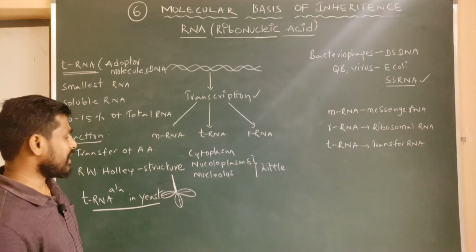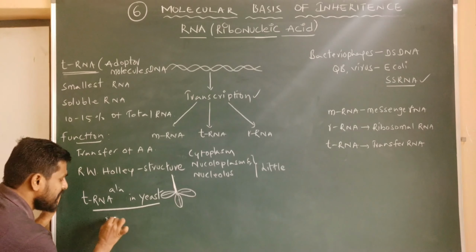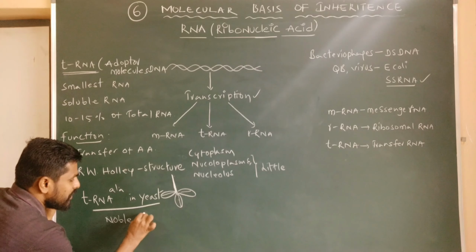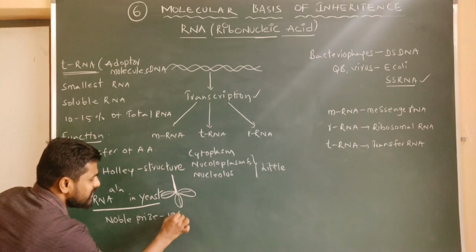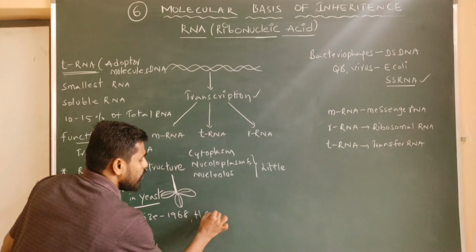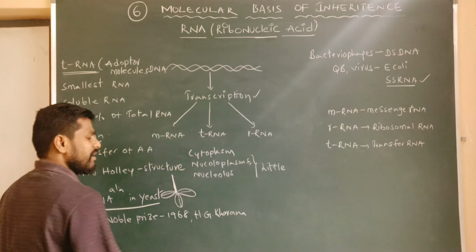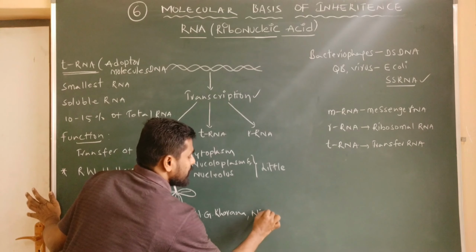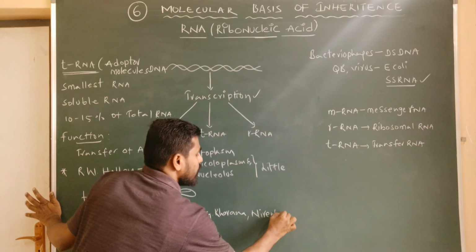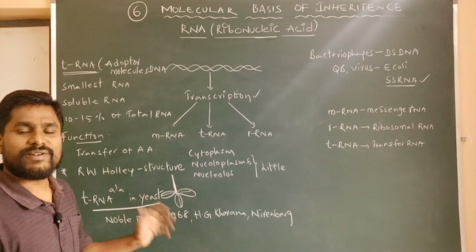For this work, R.W. Holley got the Nobel Prize in the year 1968 along with Har Gobind Khorana and Nirenberg, who were involved in deciphering the genetic code.